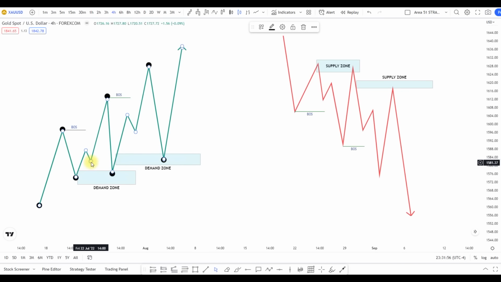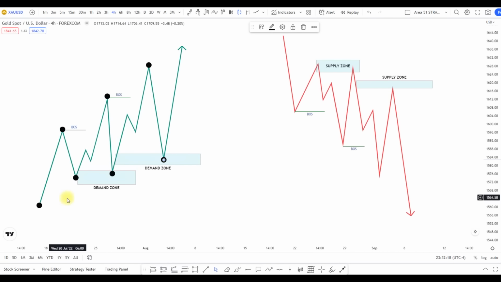Sometimes what happens is, before it reverses from a demand zone, it takes out what they call liquidity, which is, a lot of people think that the price might reverse over here and this might be the liquidity zone. So the price is going to take out this liquidity. It's going to come all the way back to the demand zone, create a change of character or a reversal, and then continue to the upside.